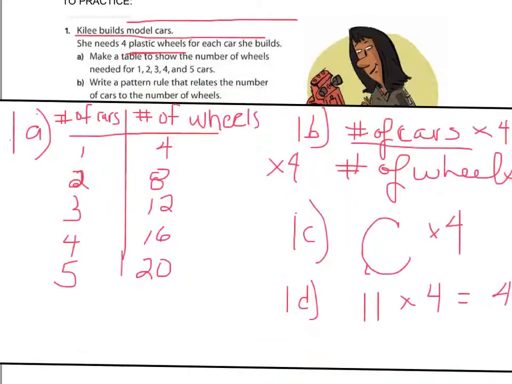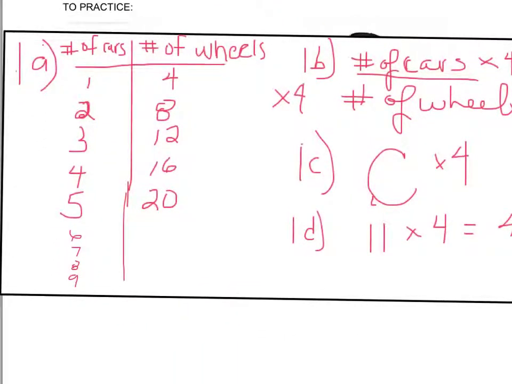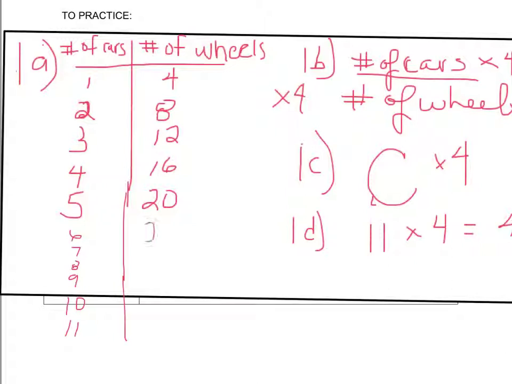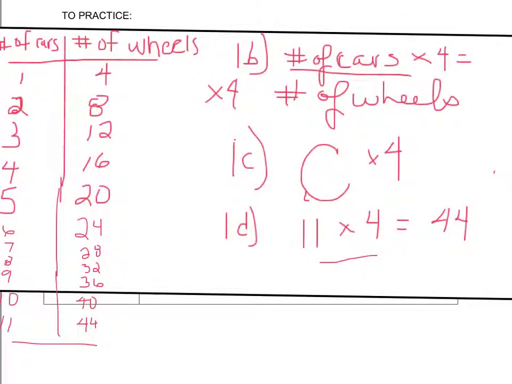How could we check that answer? Well, we could extend our table. So if I were extending my table, I'd have 6, 7, 8, 9, 10 and 11. And we're adding 4 each time, so 24, 28, 32, 36, plus 4 is 40, plus 4 is 44. Yep, I can check by extending my table that this answer is in fact correct. It would be 44. See how, though, using the expression and the rule is much more effective than extending the pattern. It takes less time. But you both work, so use whichever one works for you. Just know that at points, depending on how far you're extending that table, it could take a lot longer.